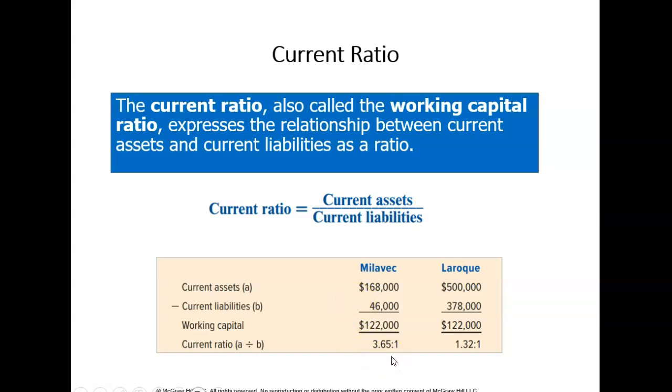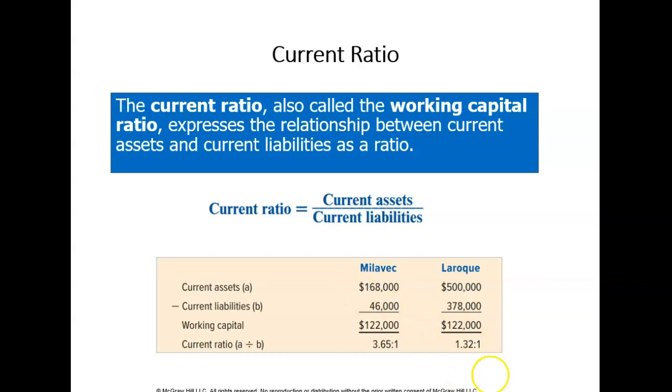So now, how do we interpret this current ratio? Well, this is saying for every $1 in current liabilities, they have in current assets $3.65. Compared to the other company, for every $1 in current liabilities, they have in current assets $1.32. So both companies are liquid. But the first company is a lot more liquid because they have more in current assets from a percentage standpoint to cover their current debts.